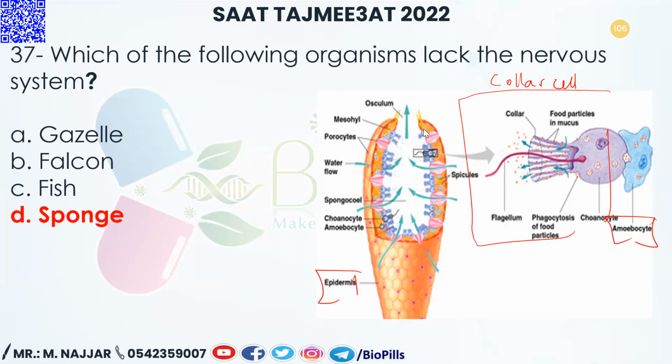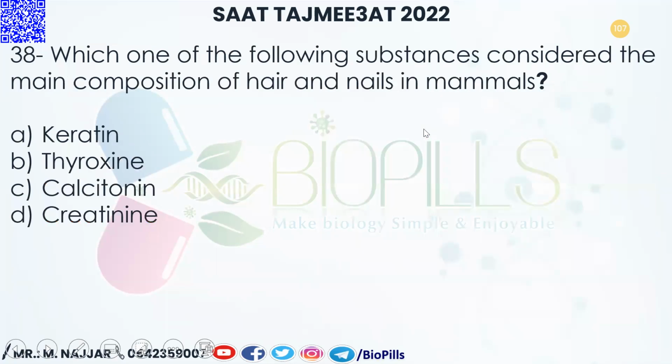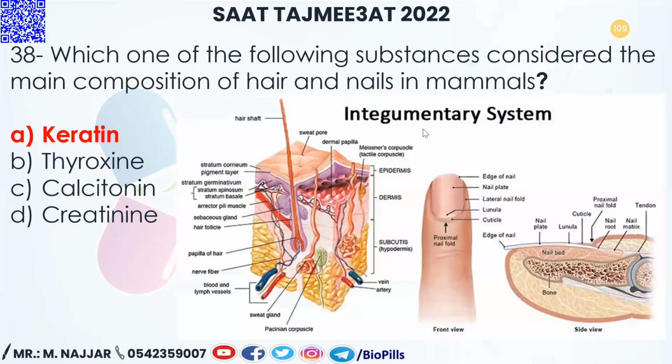Yes. Question number 38. Which of the following substances is considered the main composition of hair and nail in mammals? A, keratin, B, thyroxine, C, calcitonin, D, creatinine. The correct answer here is A, which is the keratin. Perfect. Yes, the nails and the hairs are made up of keratin deposition.